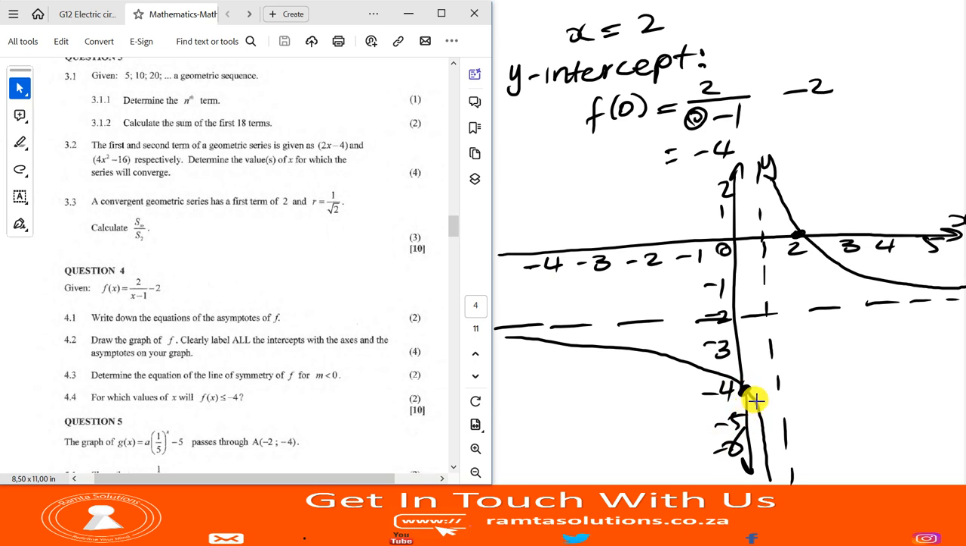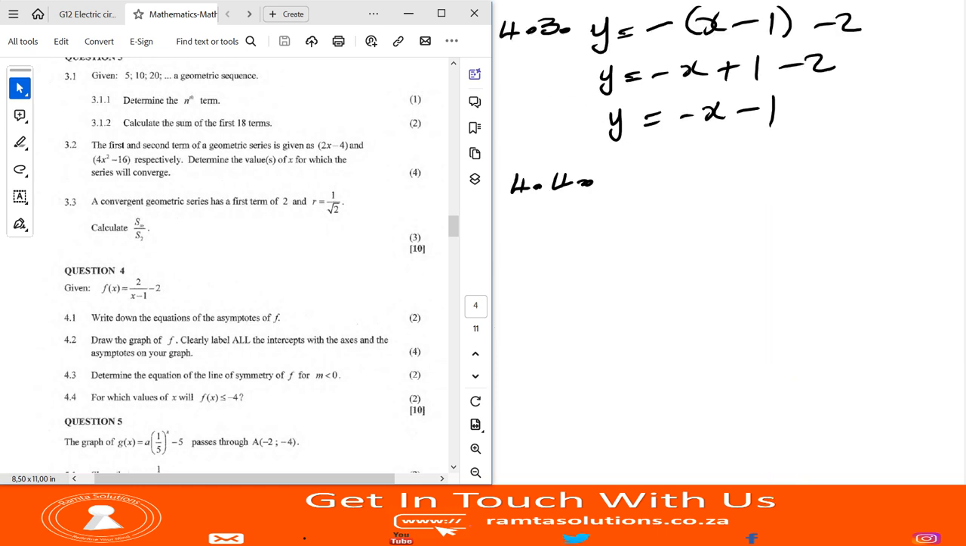When x is greater than 0. But be careful, not just greater than 0. When it is greater or equal to 0, but less than 1, because this graph does not touch this line. Right? This graph does not touch this line. So our answer here is f of x less than negative 4 when x is greater or equal to 0 but less than 1. This is how you get your answer.